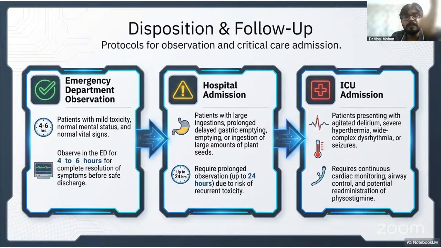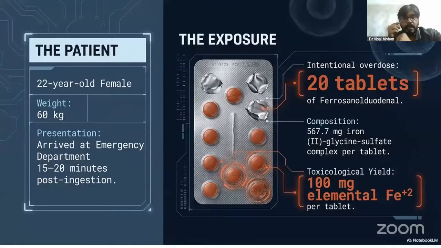Okay, so this is basically what is covered for the anticholinergics. Next we'll move on to the next case scenario. This is basically iron toxicity. So we'll start with the case scenario and then we'll move into the details of iron toxicity.